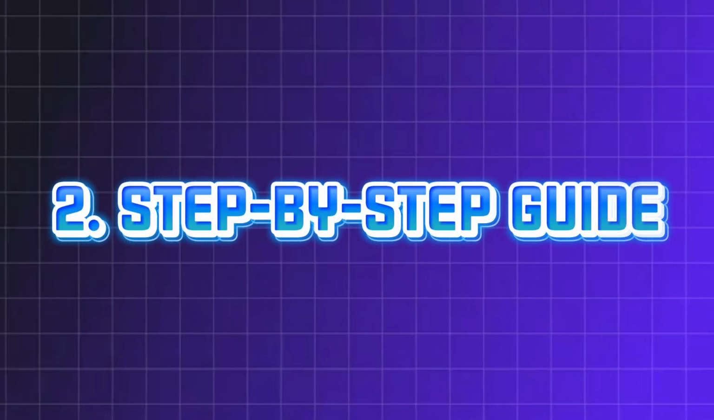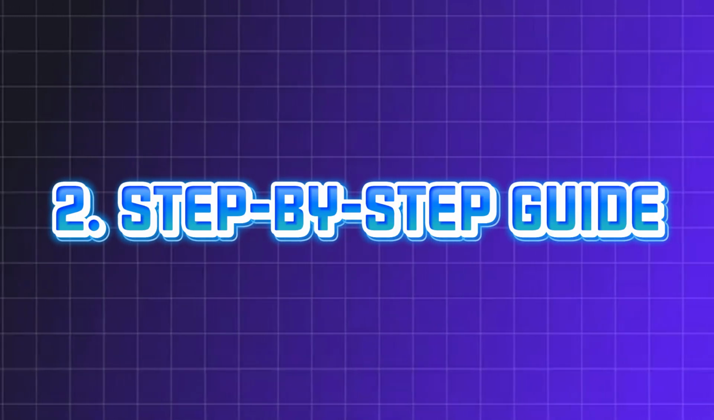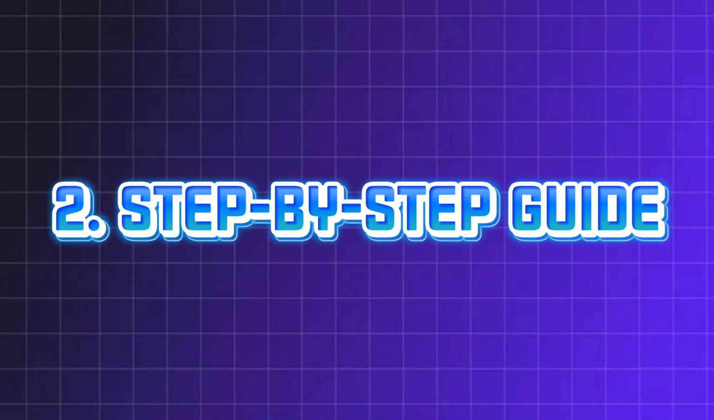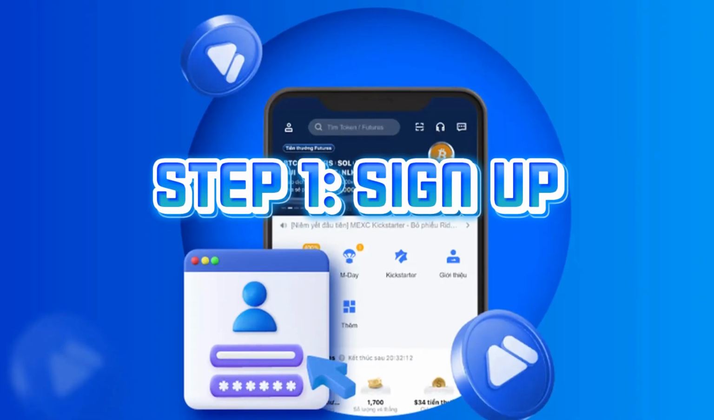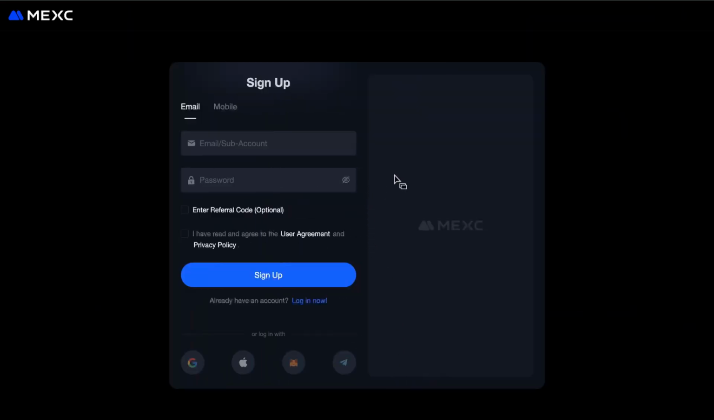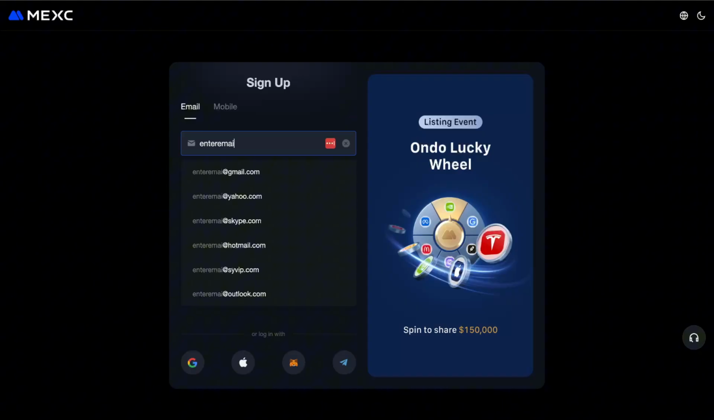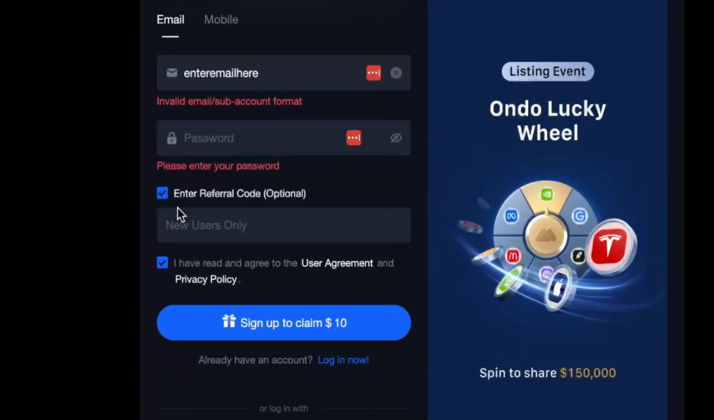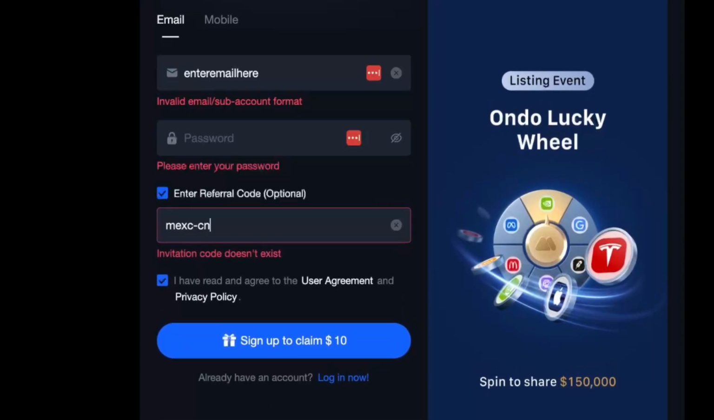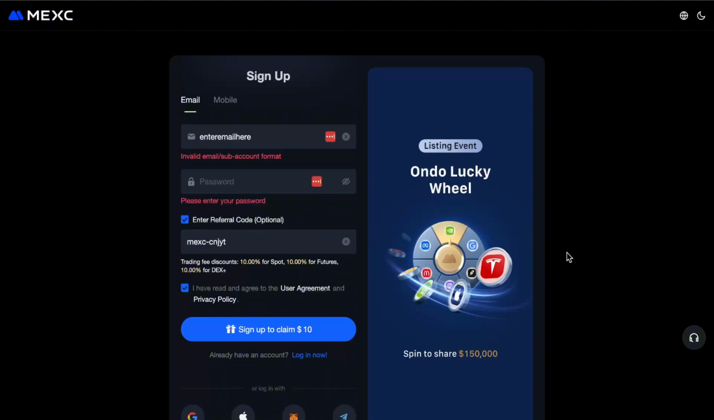All right, let's go step by step through the centralized exchange interface first, and then I'll touch on the decentralized side. Step 1: signing up. To get started on MEXC, you'll need to create an account. You can sign up with either your email address or phone number. Once you put in your details, MEXC will send you a verification code. Just enter that and boom, you're in. It's quick, it's smooth, and you don't need to go through a ton of paperwork just to get started.